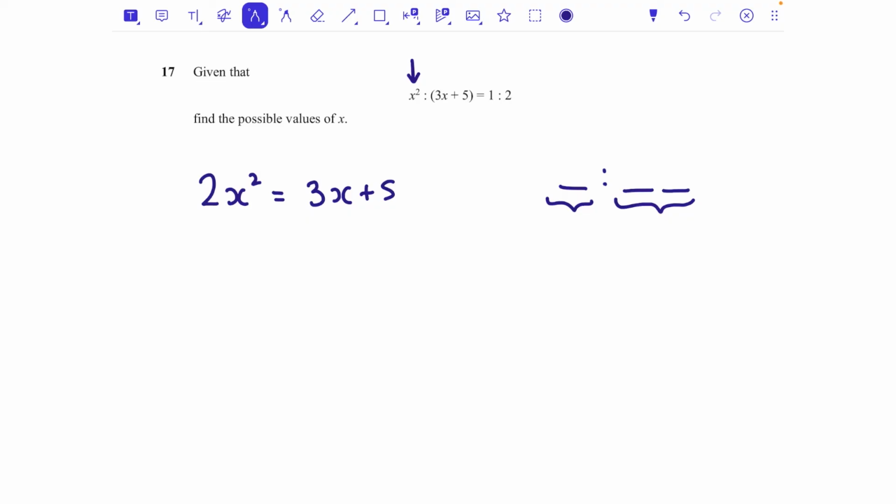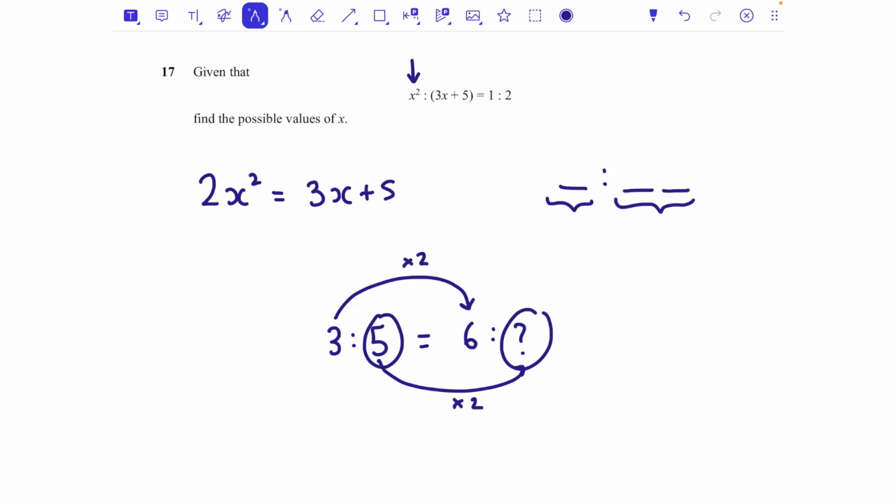However, another way that you can think about it is like this. If I was to tell you that the ratio 3 to 5 was equal to the ratio 6 to something, you would probably be able to tell me that that question mark needs to be a 10. Why is that? The reason is that you know that 3 to 6 has been times by 2, and so if this ratio is equivalent, the 5 also needs to be times by 2. So what we can do is say this divided by this is equal to this divided by this, and you might find that that makes more sense to you.